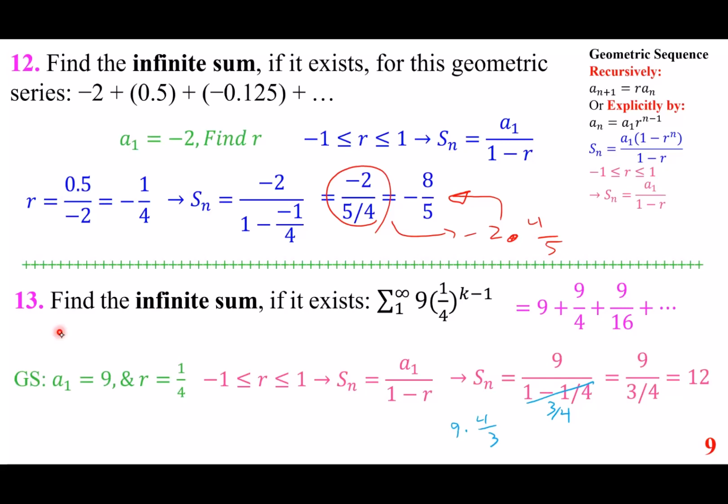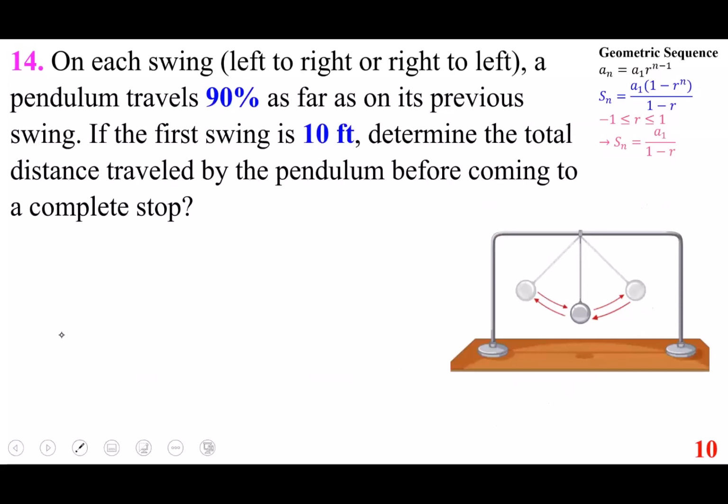Let's look at some applications. On each swing left to right or right to left, a pendulum travels 90% as far as on its previous swing. If the first swing is 10 feet, determine the total distance traveled by the pendulum before coming to a complete stop. In other words, it starts going from point A to point B and coming back.